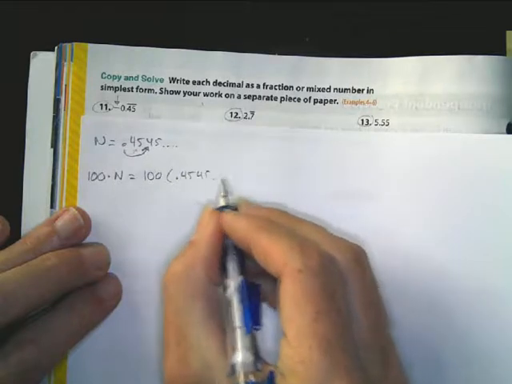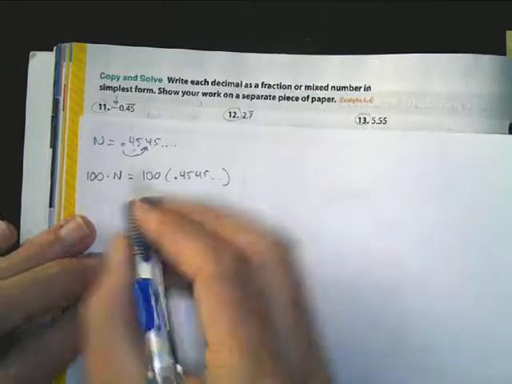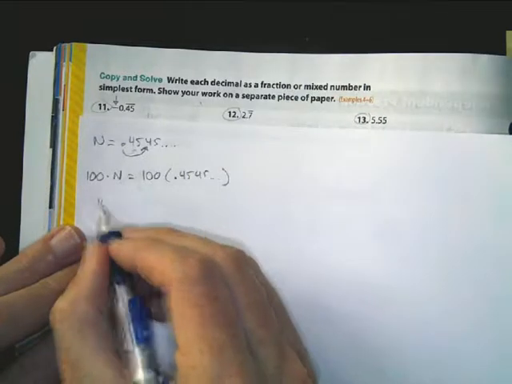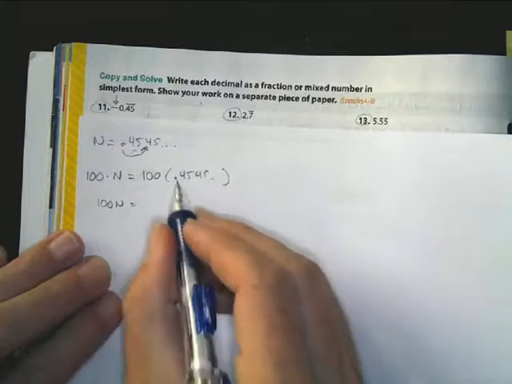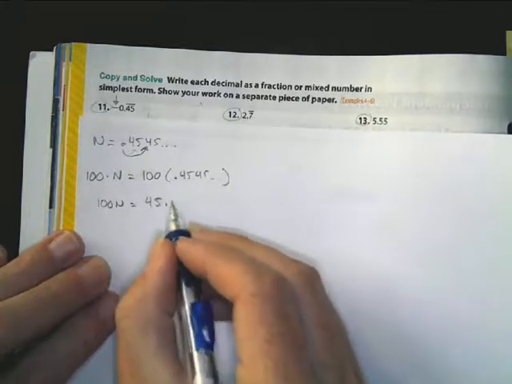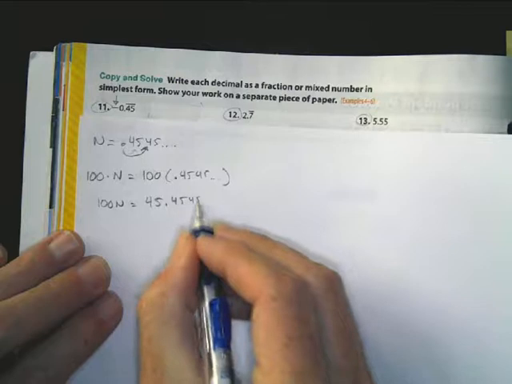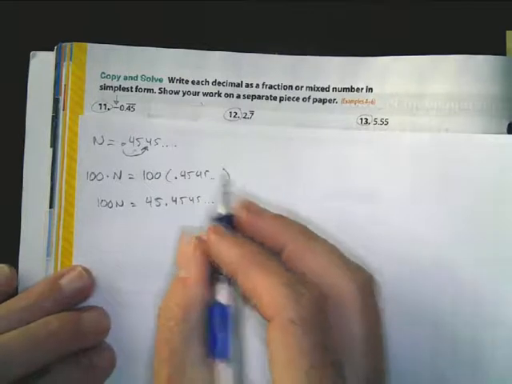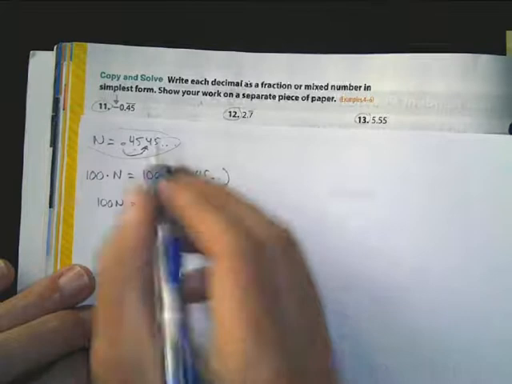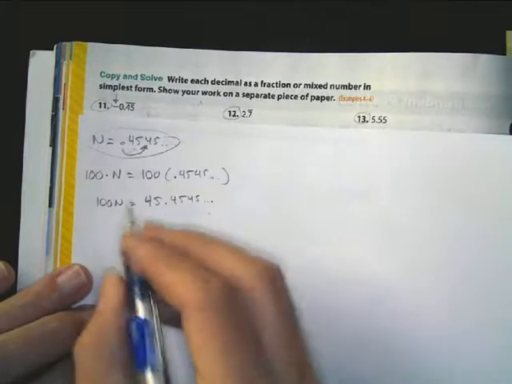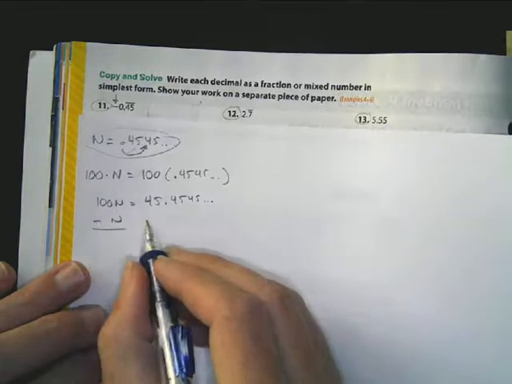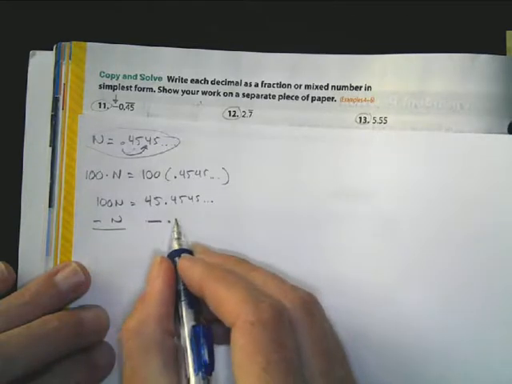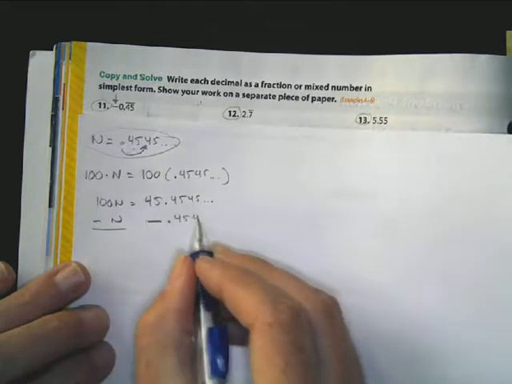So this becomes 100 times n and 100 times 0.4545 repeating. As a result, I end up on the left side with 100n, and on the right side I end up with that equaling, moving over 2 spaces, 45.4545 repeating. Now I can go back and subtract the n value to end up with some whole numbers I can work with. So I'm going to subtract 1n from this side, and over here I'm going to subtract my value of n, which is 0.4545 repeating.